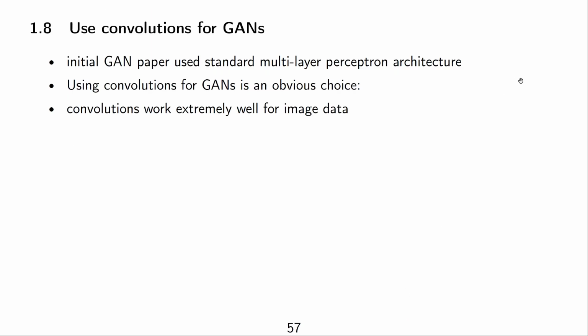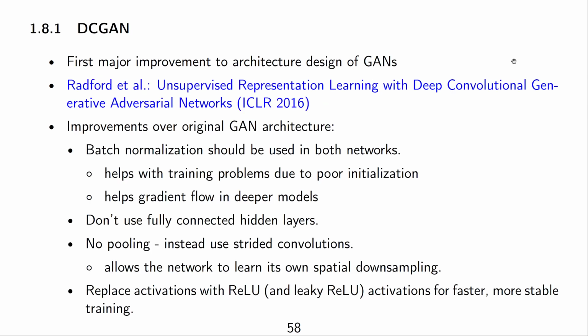The original GAN paper used the standard multi-layer perceptron architecture, linear layers, but for generating images, convolutions are an obvious choice. Convolutions work extremely well for image data. So DCGAN is the first major improvement to the architecture design of GANs. This paper had a lot of contributions. It's really a very significant paper because of the many things that were introduced in this work. Here are some of the improvements over the original GAN architecture.